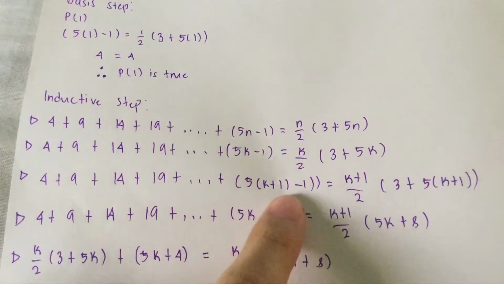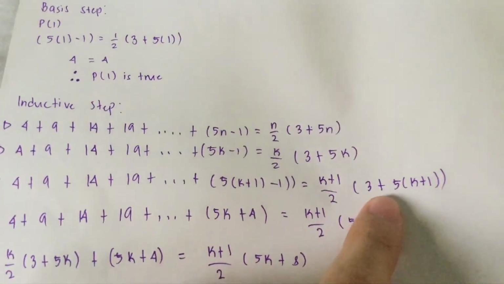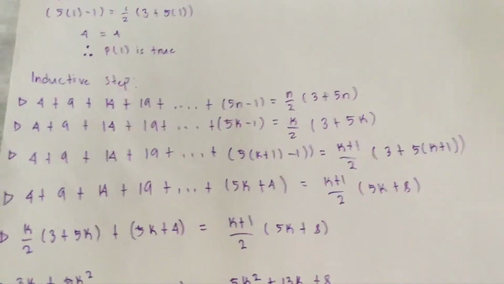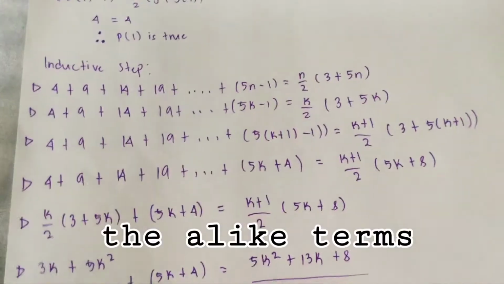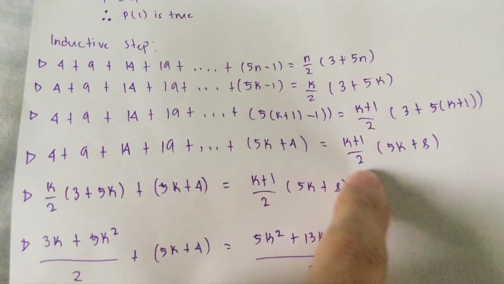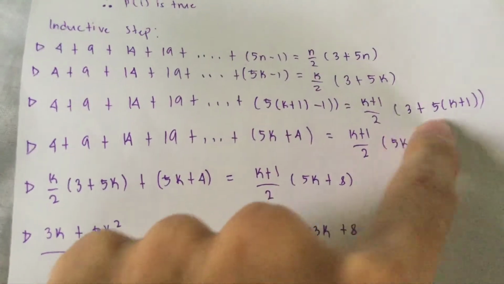So 5 times k plus 1 minus 1, k plus 1 over 2, and 3 plus 5 times k plus 1. The next is we have to combine the like terms, and so we will have a yield of 5k plus 4, k plus 1 over 2, and 5k plus 8 from this term.